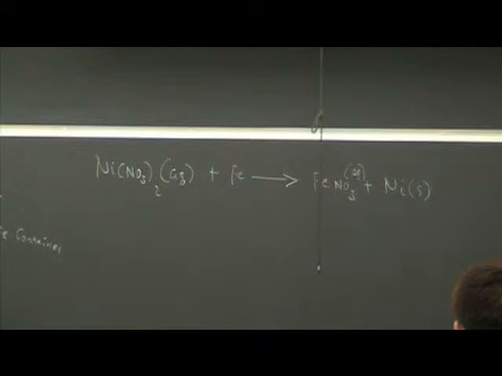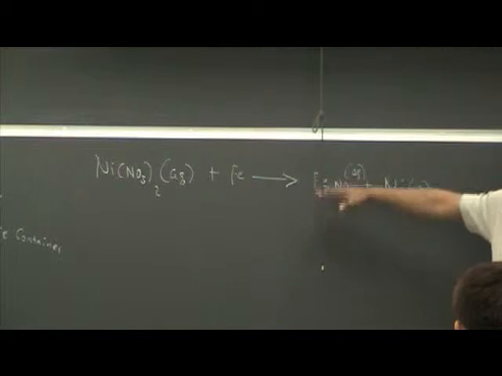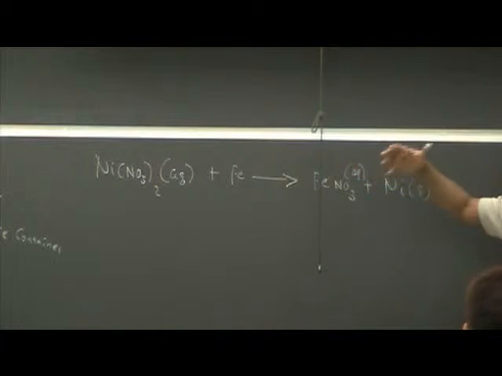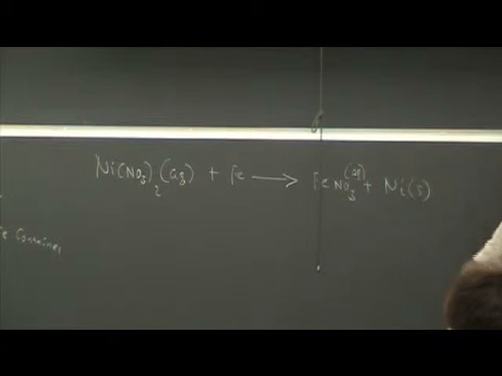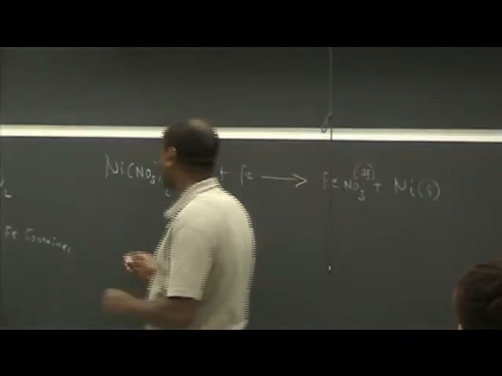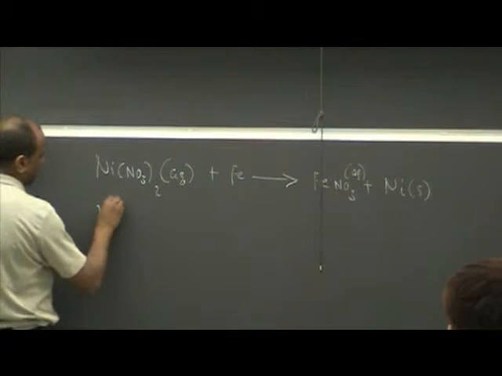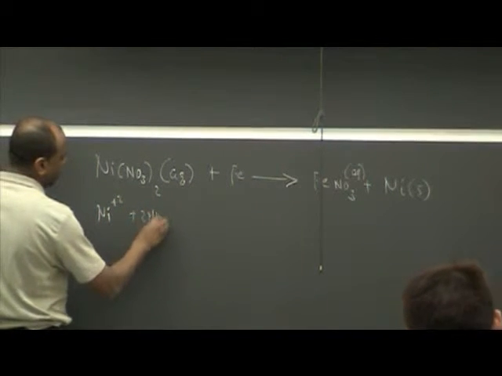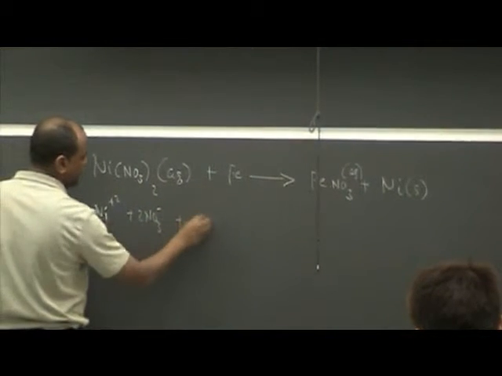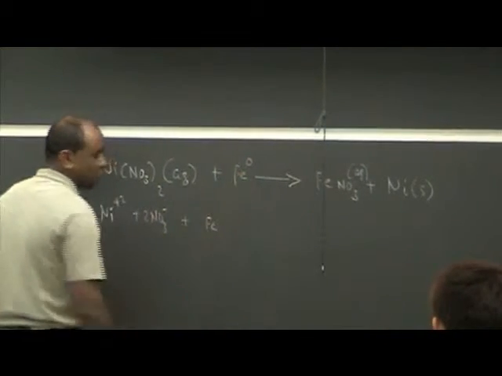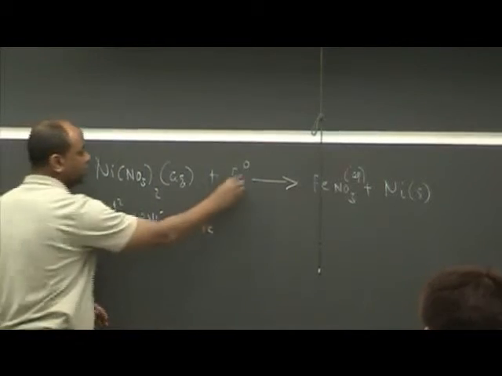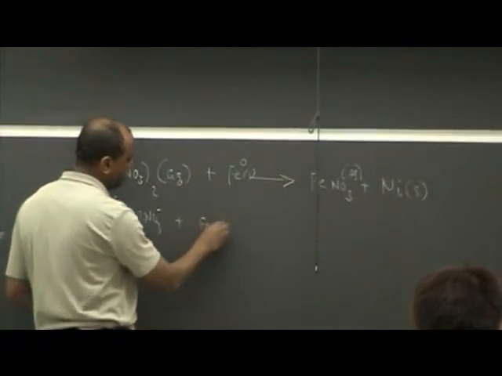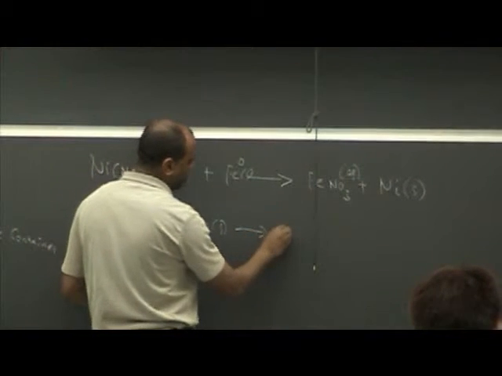Another way to know which one is oxidized and which one is reduced: what do we need to do? Write the ionic equation. You remember, we have the molecular equation, the ionic equation, and the net ionic equation. We need to write the equation. So according to the ionic equation, this would be nickel plus 2 and NO3 minus, because this can be dissolved. This is going to be just iron because it has not reacted. It is solid. It's by itself. Over here, this is going to be Fe plus 2.